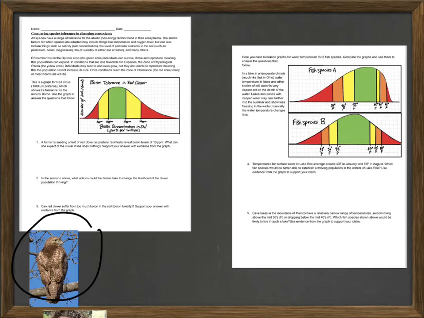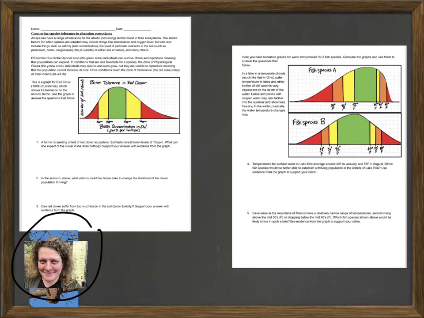So, here's me. And you're here because you're working on this worksheet about tolerance curves and how species tolerate the abiotic conditions in their environment. So let's just introduce this a little bit. Now, for some of you, this is going to be very self-explanatory, and you won't really need this video. But I want to walk through it.